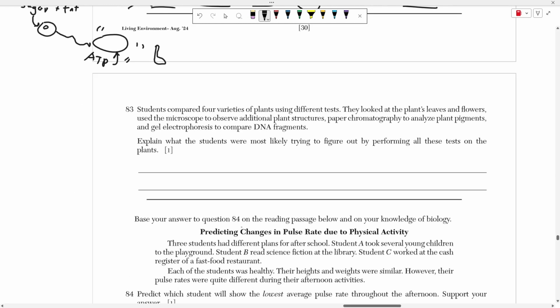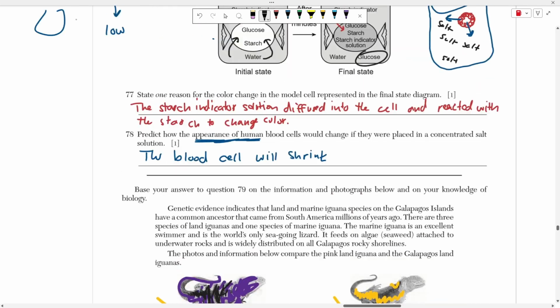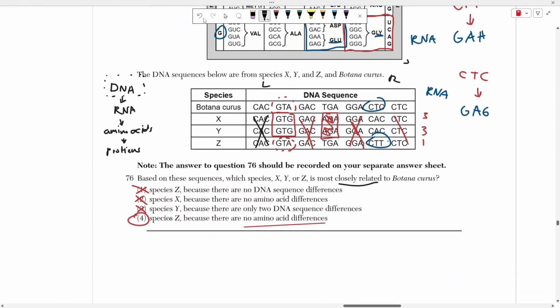Number 83 said that students compared 4 varieties of plants using different tests. They looked at the plant's leaves and flowers and used the microscope to observe additional plant structures, paper chromatography to analyze pigments, and gel electrophoresis to compare DNA fragments. So it's asking us to explain what the students were most likely trying to figure out by performing all these tests on the plants. They're trying to compare DNA fragments, and this should bring us back to our previous problem where we were talking about DNA fragments.